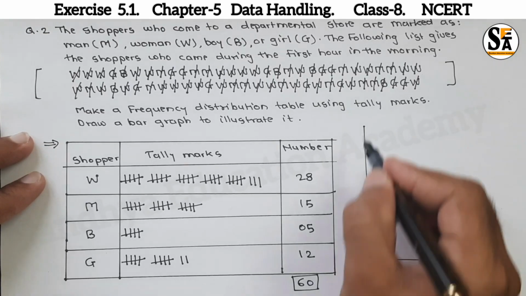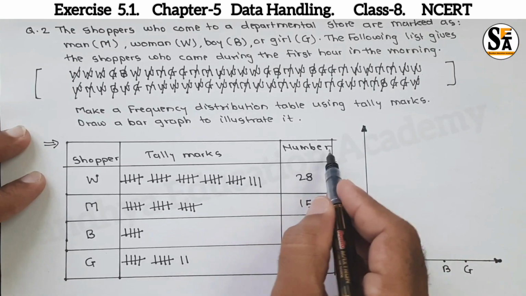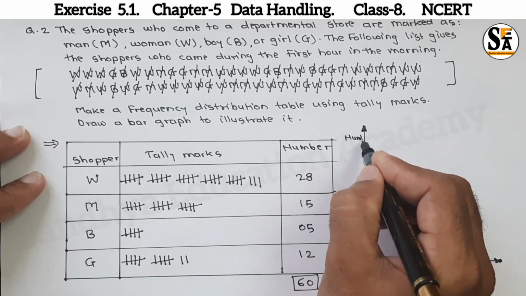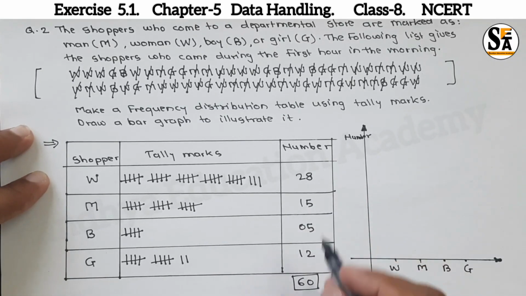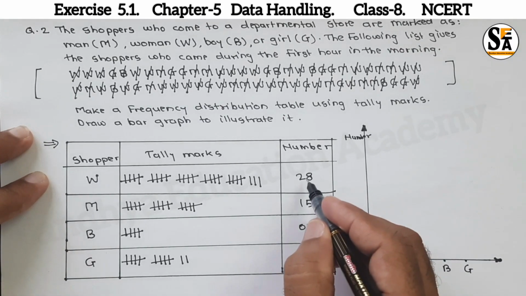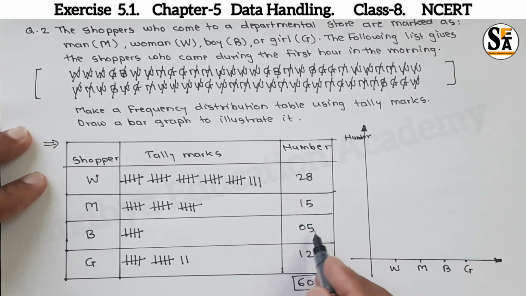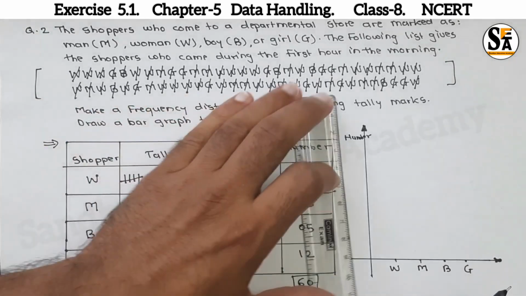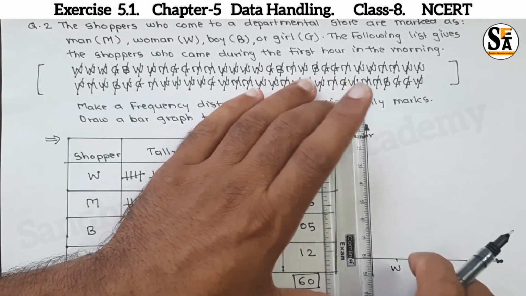And on the y-axis, the vertical axis, we will make the number, the total numbers. Okay, and let us decide the scale. There are 60 in total, and 28 is the maximum. The maximum number is 28, the minimum is 05. So by considering this, we will have to make the scale. So how can we make the scale?